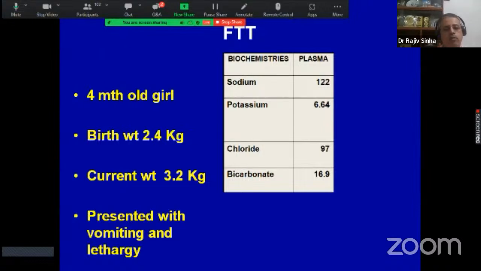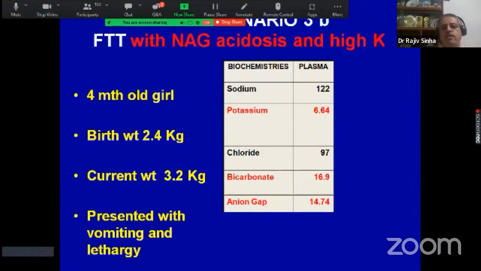Similarly, here also a 4-month-old girl presenting with vomiting and lethargy. Again, failure to thrive, and again the same pattern of a normal anion gap metabolic acidosis with hyperkalemia. And the one thing I'm sure you have all noticed is the low sodium. So in contrast to the previous children, both of the last two have a low sodium, high potassium, and a normal anion gap metabolic acidosis.